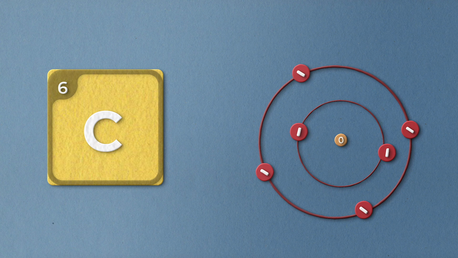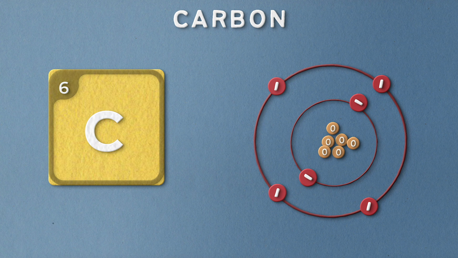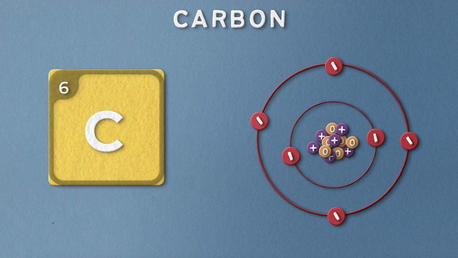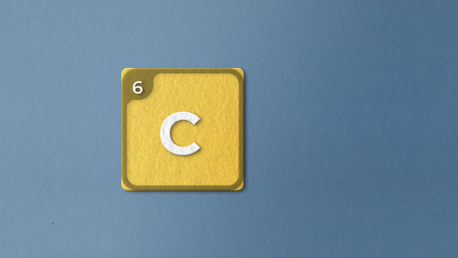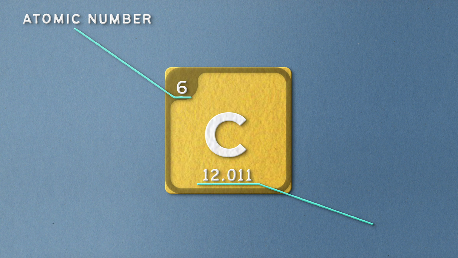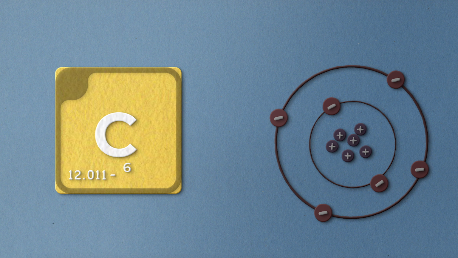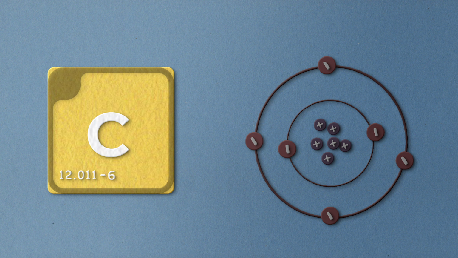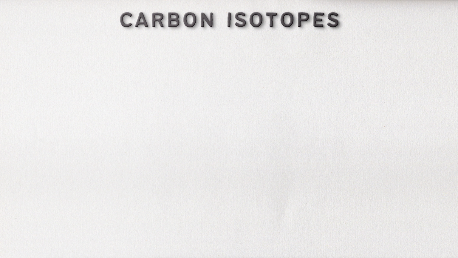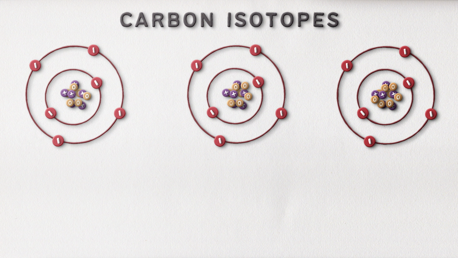Let's tie everything together using carbon as an example. Carbon has an atomic number of 6, meaning it has 6 protons in its nucleus. Usually on the periodic table, you find this additional number, which is usually a decimal number. And in the case of carbon, it is 12.011. This is the atomic mass of carbon. If we subtract the atomic number from the atomic mass, we will get the number of neutrons in an atom of carbon. Carbon also has 3 isotopes.